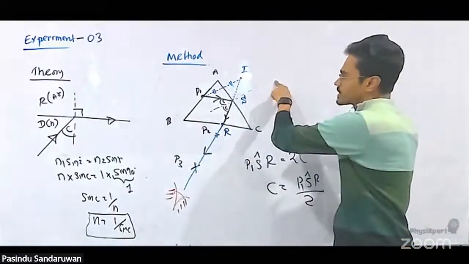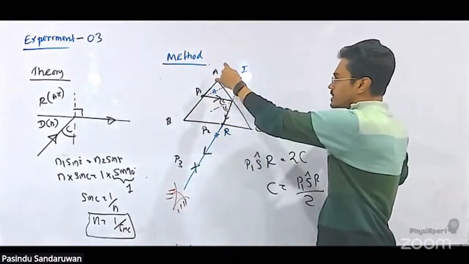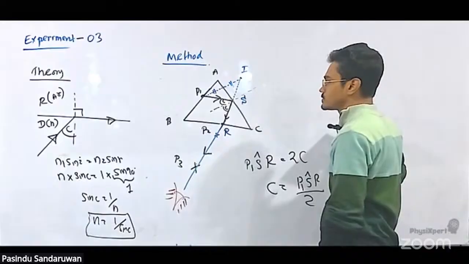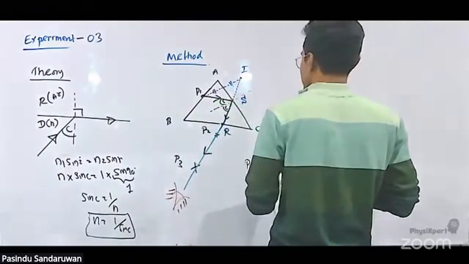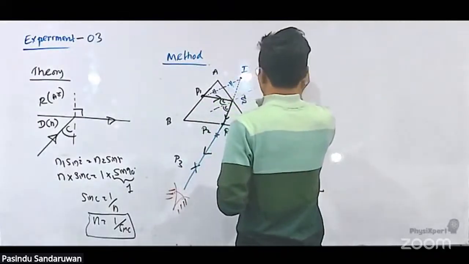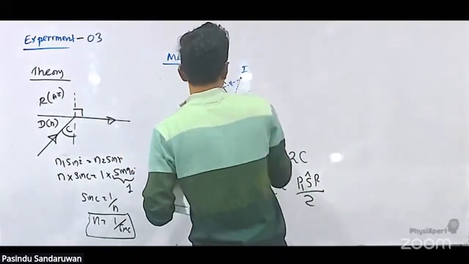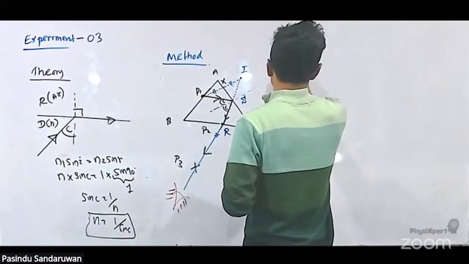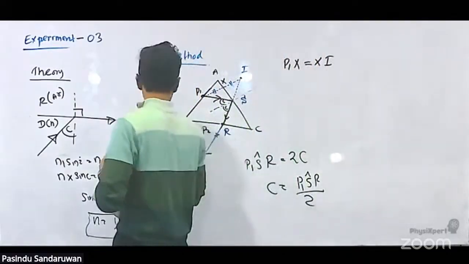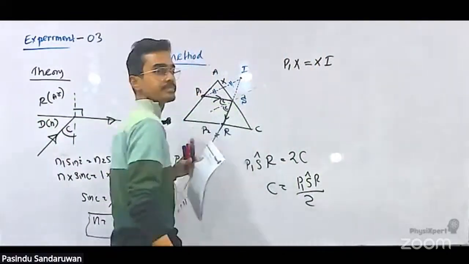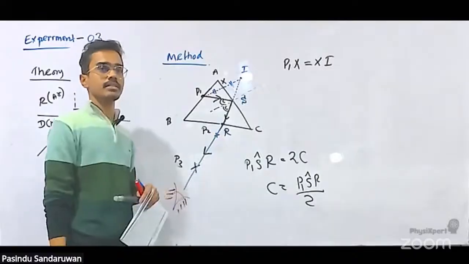Right, first bullet. Draw a normal for AC, label this as X, and mark point I' such that P1X equals XI'. Right? Next bullet.